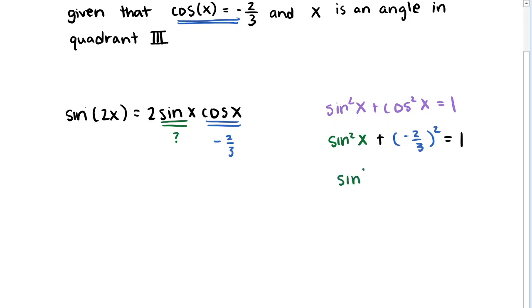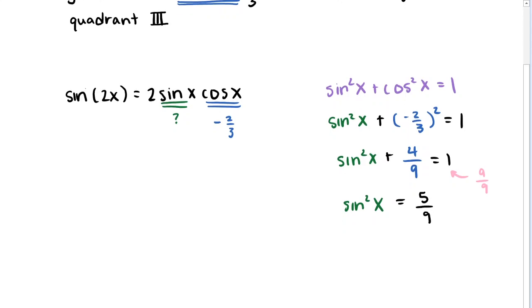And so sine squared of x plus, well, what is this? This is 4 over 9. This is equal to 1, giving us that sine squared of x is equal to 1 minus 4 over 9. And 1 is the same, right? 1 is the same as 9 over 9. So when we subtract away 4 over 9, we're left with 5 over 9. Right? 9 minus 4 gives us 5 over 9.